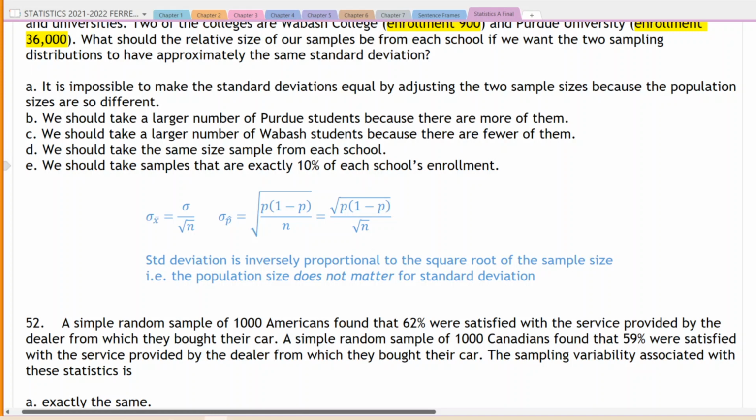So if we want two sampling distributions to have approximately the same standard deviation, we should take samples of about the same size from each school. The sample size matters much, much more than the population size. At least as far as the standard deviation goes, the sample size is much more important.